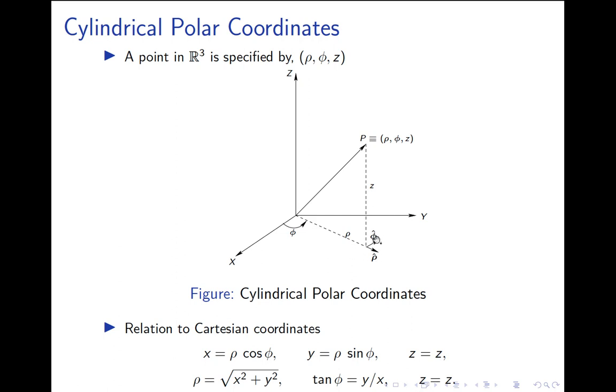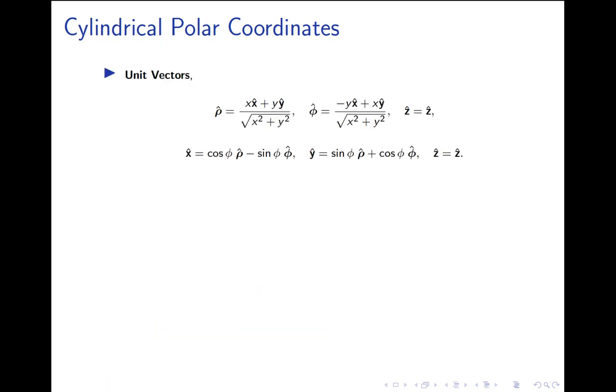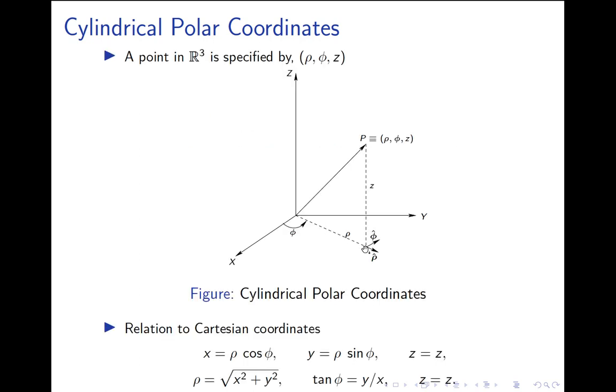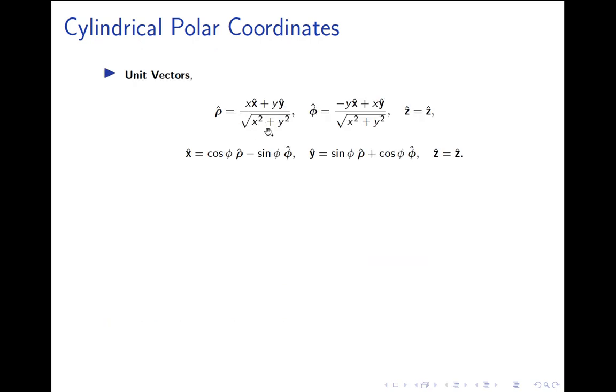Now these unit vectors, again, you can use simple trigonometry to write down in terms of the usual Cartesian unit vectors. So you can show that rho hat is equal to this. Again, just apply plain trigonometry. Rho hat is the unit vector along this direction, but this direction has x coordinate equal to x, y coordinate equal to y, and z coordinate equal to 0. So the unit vector along the position vector (x, y, 0) is given by this.